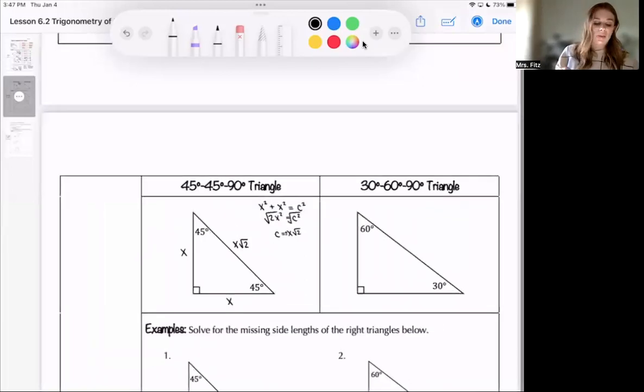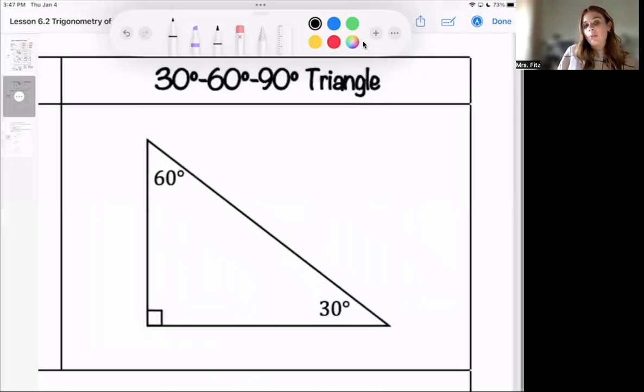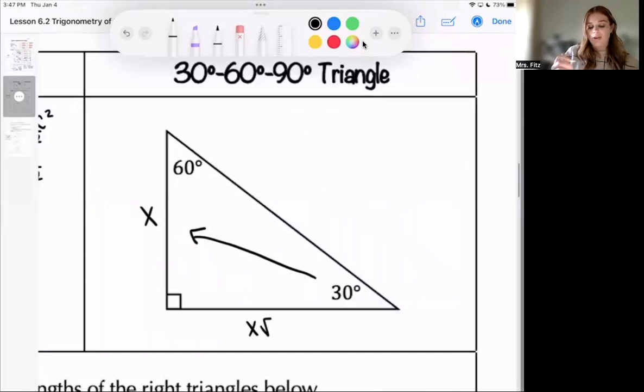Okay, the next rule is for 30, 60, 90 triangles. We always start with the shortest leg, which is the leg opposite of 30 degrees. That's our x. To get the longer leg, you take x and you actually multiply it by √3. So the leg opposite of 60 degrees is x √3. And then your hypotenuse, we just double the length of the shorter leg.